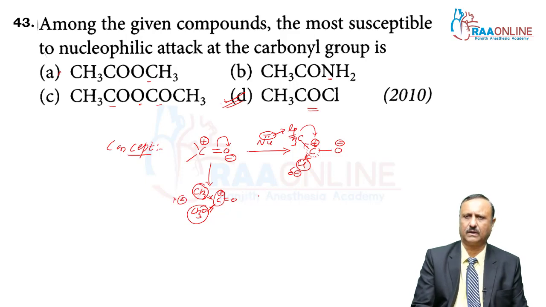If you see option B, the CH3CONH2 group, here, my dear students, the electronegativity of this nitrogen is less than chlorine. So, the positive charge developed through this nitrogen is less than with chlorine. So, it is not the answer compared to this chlorine.